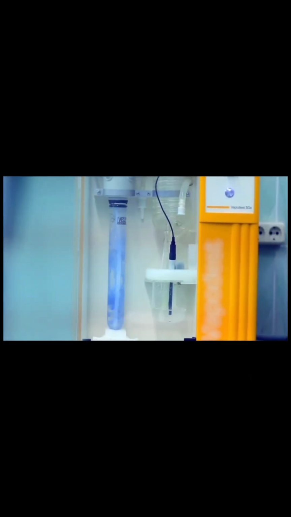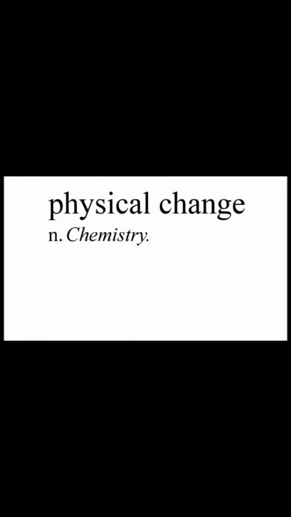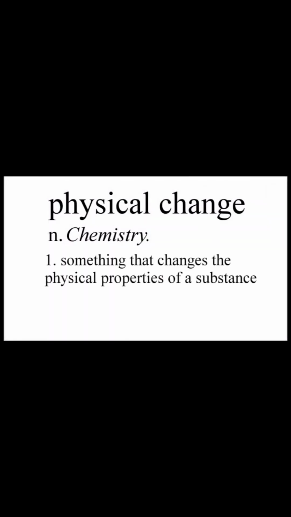In chemistry, most changes are divided into two categories: physical changes and chemical changes. A physical change is something that changes the physical properties of an object or substance, like size, shape, or form. Cutting a piece of cloth is an example of a physical change.